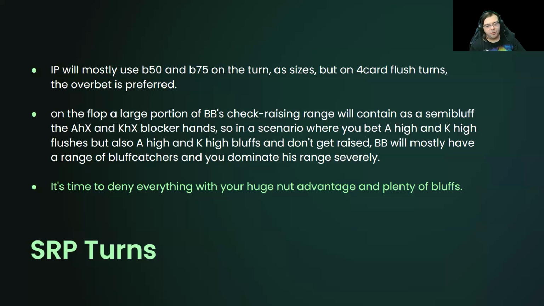On the flop, a large portion of big blind's check-raising range will contain, as a semi-bluff, the ace of hearts X, if it's not an ace high board, obviously, and king of hearts X blocker hands. So in a scenario where you bet ace high and king high flushes, but also ace high and king high bluffs, you don't get raised, right? Because those are in his raising range a lot, not full frequency, but for a lot of people it will be very high frequency. Big blind will mostly have a range of bluff catchers, and you dominate his range severely. It's time to leverage your huge nut advantage and play no bluffs, right?